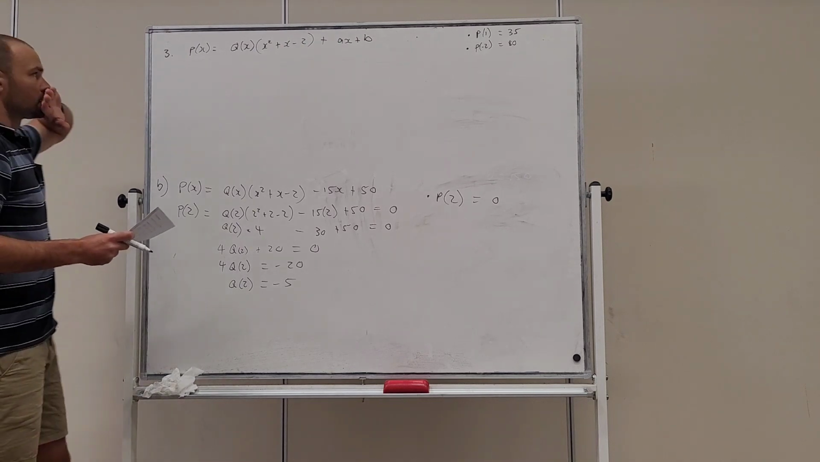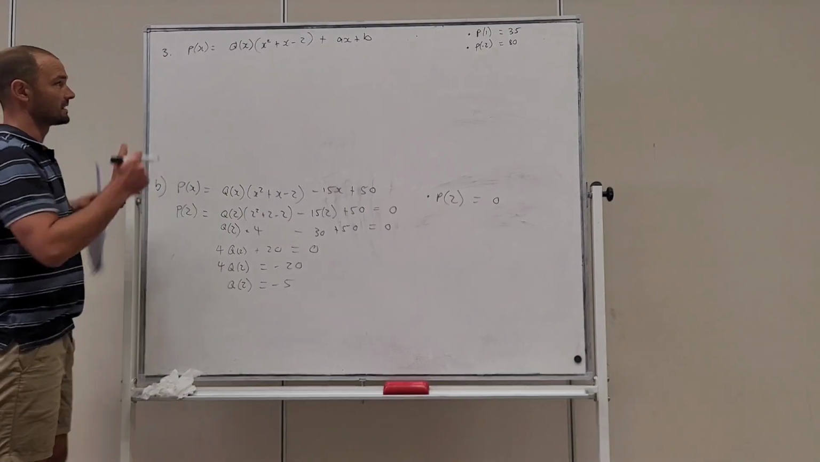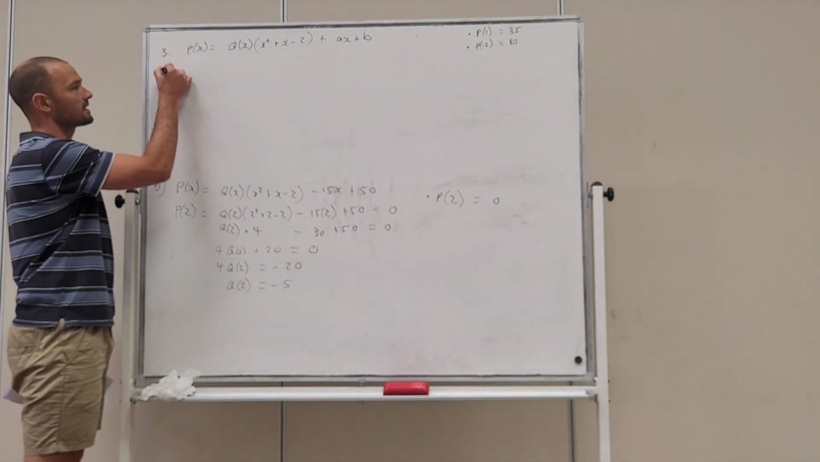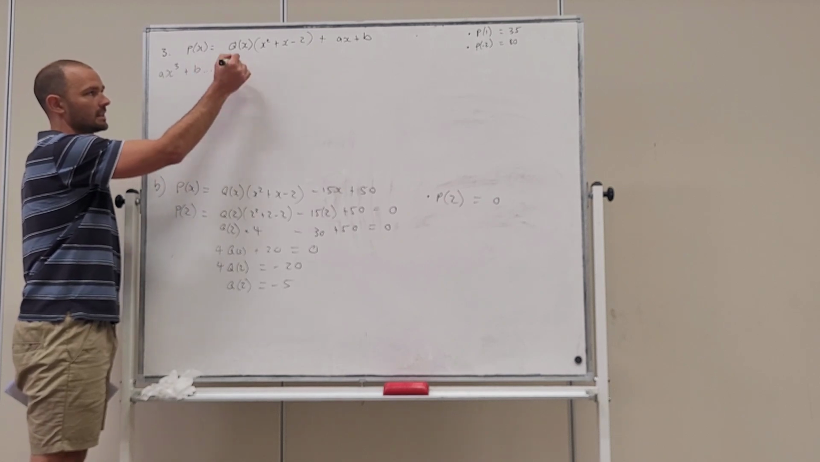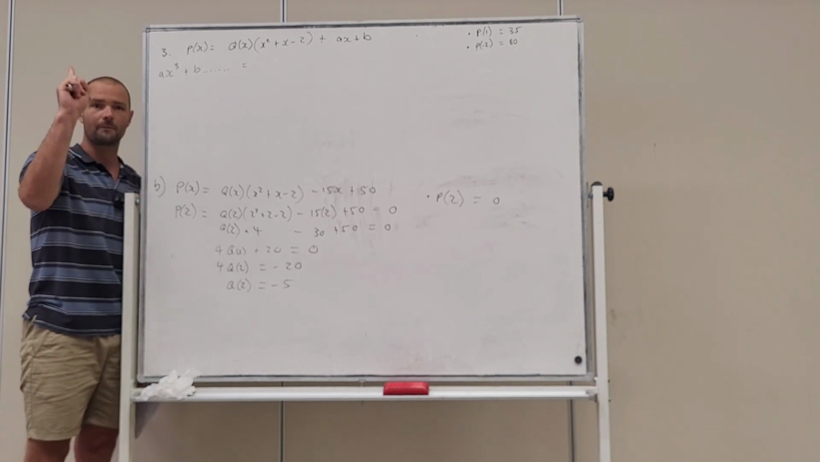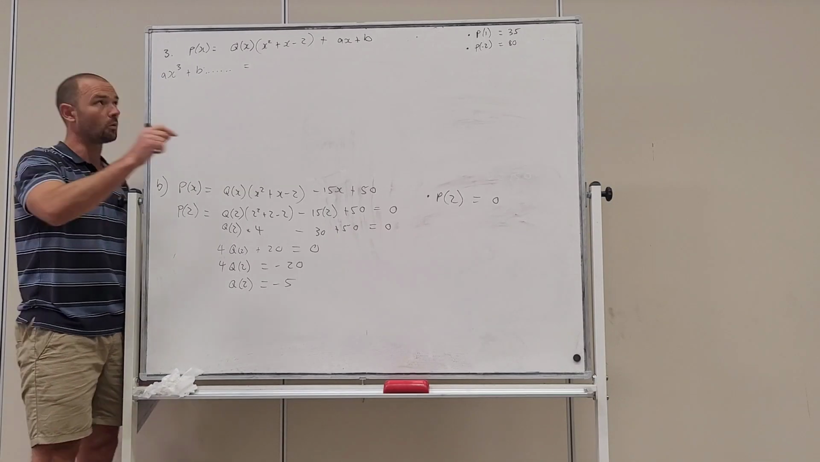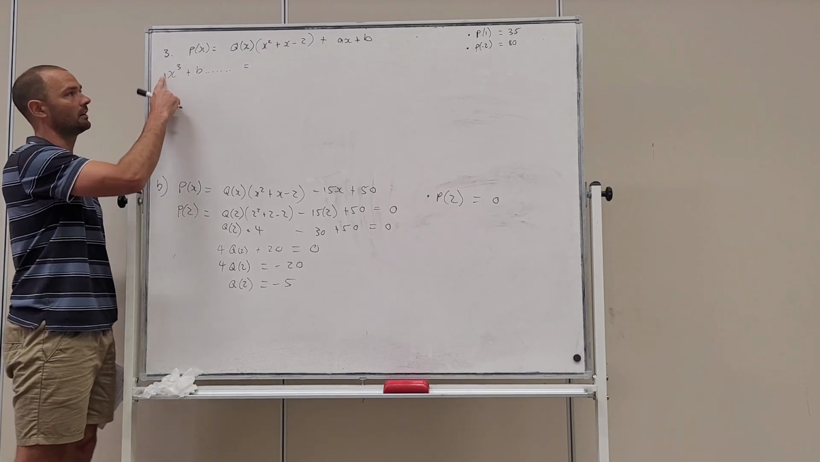So P of x is a polynomial, right? And it's a cubic polynomial. So that means it's of the form ax to the 3 plus bx squared plus cx plus d. Now we're told the leading coefficient is 1. So what does that mean the value of a is? 1. A is 1.